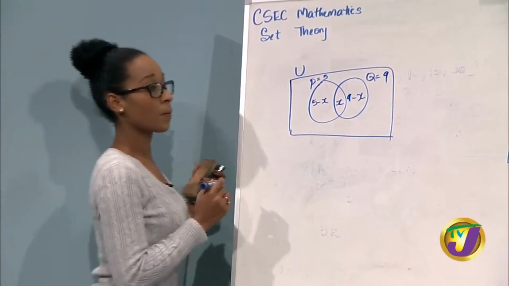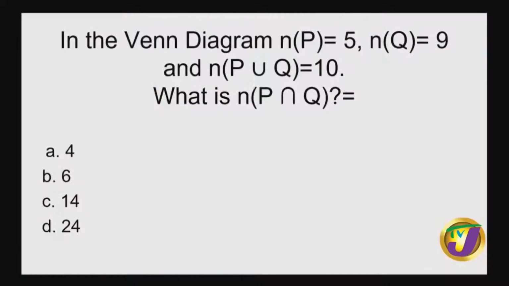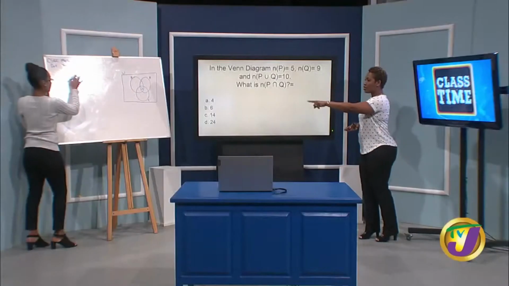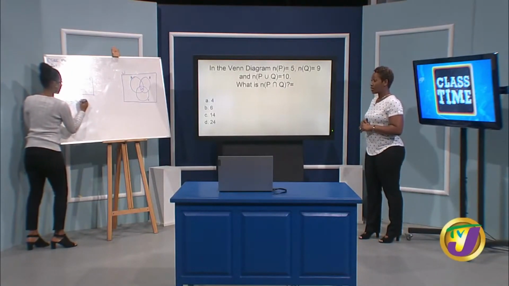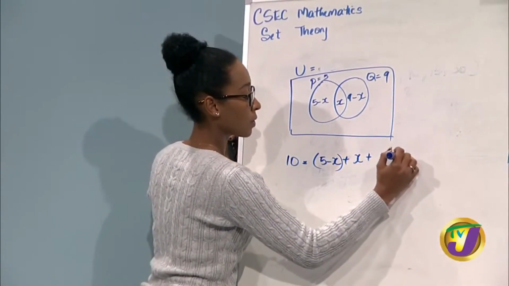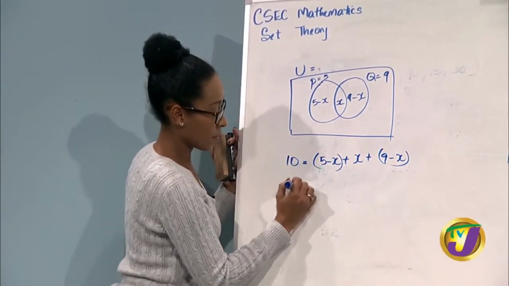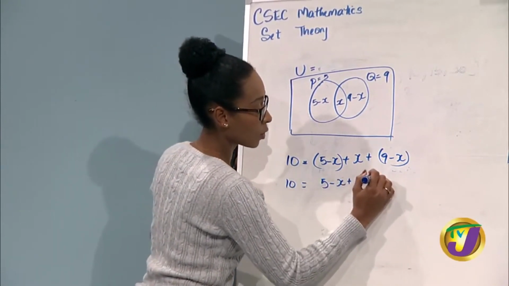So how are we going to find it? We know that the union of P and Q is 10. Erase the universal set, so it's down here now. So 10 equals (5 subtract X) plus X plus (9 subtract X). Let us solve for that X. When we simplify, let me just remove the brackets.